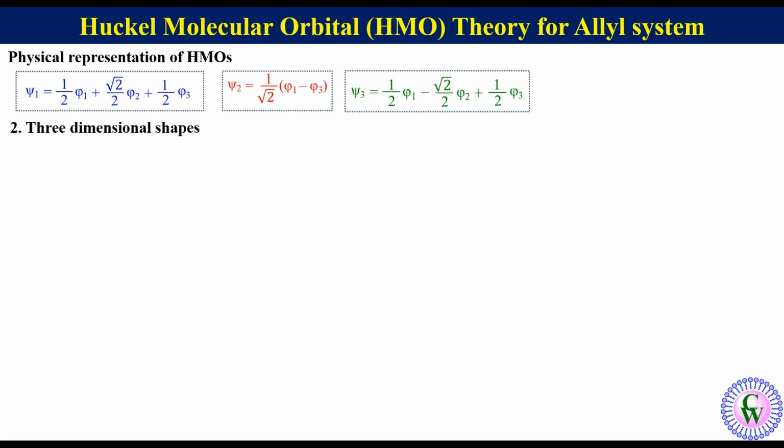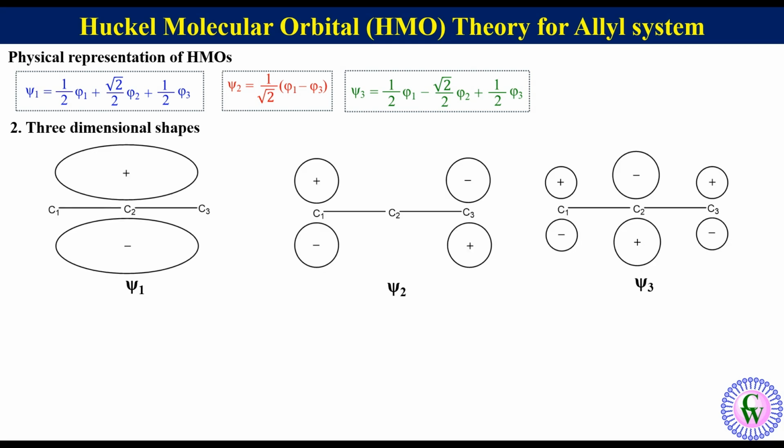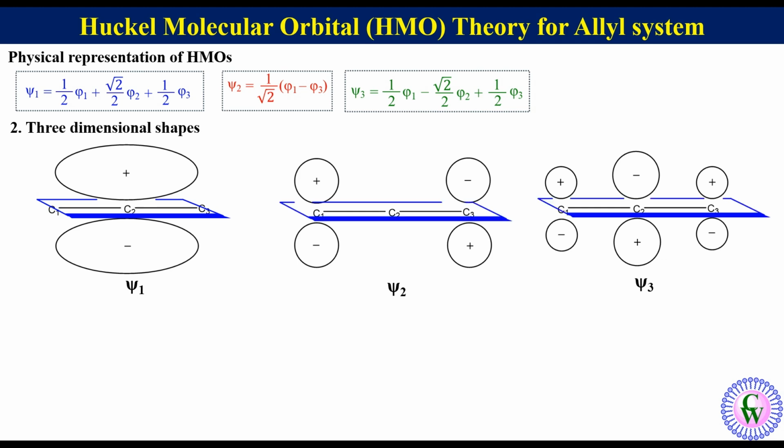Three-dimensional representation. The Huckel molecular orbital of Allyl system can three-dimensionally be represented like as, where psi 1 has only one nodal plane which contains the axis having C1, C2 and C3. This is common to all pi orbitals. Psi 2 has one additional nodal plane perpendicular to the axis, while psi 3 has two.